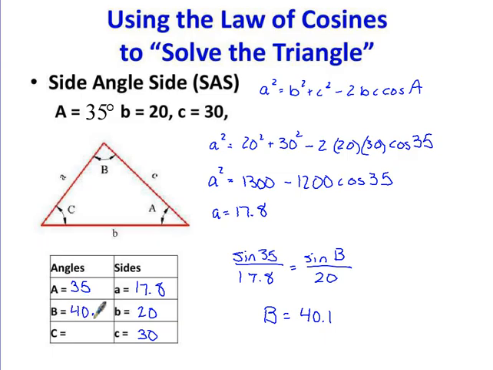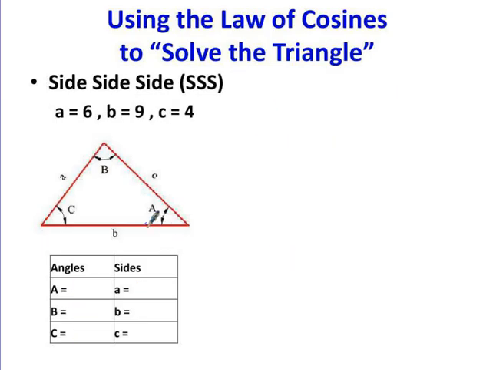If angle B is 40.1, then angle C is going to be 180 minus 35 minus 40.1. So I don't need to do law of sines again. I can just use the fact that all three angles add up to 180, and I get 104.9 for angle C.